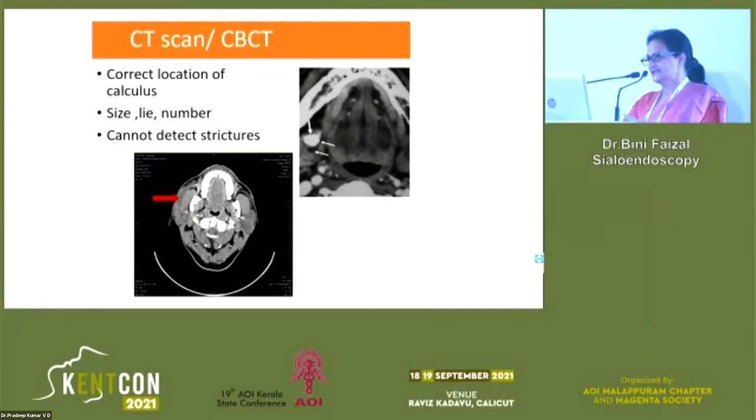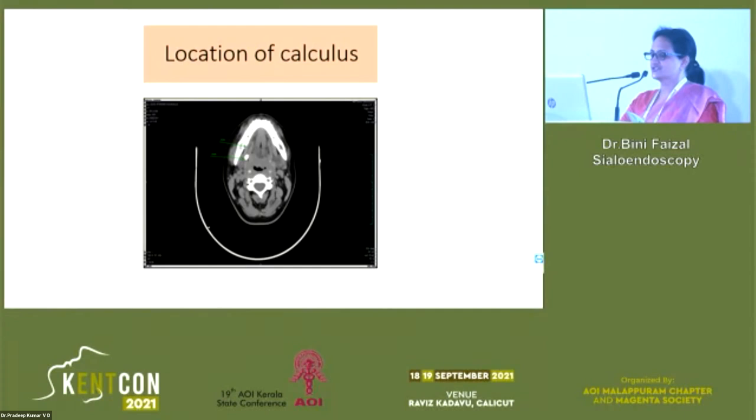CT, generally, if you want to know the number of calculi, will tell you the correct location of the calculus. See, if a calculus is beyond the third molar area, I know it is intraglandular, so I know the procedure is going to take longer. And of course, it will tell you the size and the lie, and if you're planning for basketing, whether it is favorably aligned along the duct. All these will be told by a CT. CBCT will be a cheaper version; if you have access, you can use that. But it cannot detect strictures.